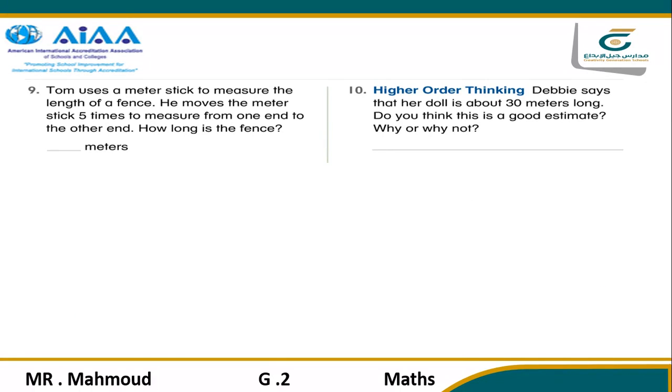We have here another question. The question says that Tom uses a meter stick to measure the length of a fence. He moved the meter stick 5 times to measure from one end to the other end. So we say here the meter stick equals 1 meter length. When you use it 5 times, it will be 5 meters. It's easy.